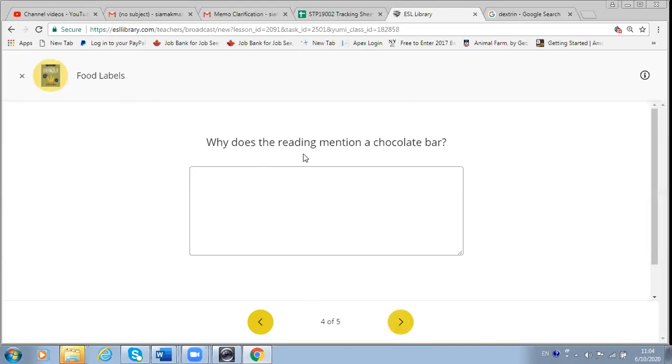Yeah. So why does the reading mention a chocolate bar? Yeah, a chocolate bar has a lot of sugar. Okay. It compares it with? No. What does the text compare it with? Granola bars, remember? An example of granola bars, which were compared with the chocolate bar. They have the same amount of sugar.